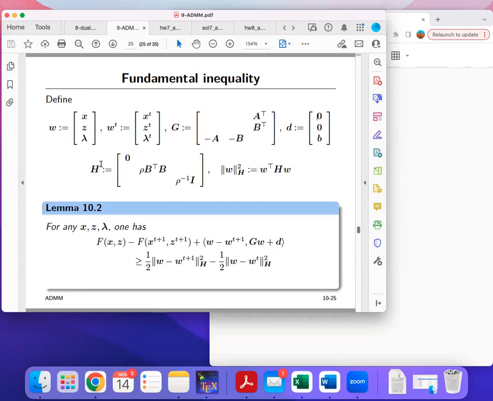And we also define H to be such a block diagonal matrix. 0, and this is a positive semi-definite matrix, rho times B transpose B. And the last block is identity over rho. Again, it's a positive semi-definite matrix. So the entire H is a block diagonal matrix, symmetric, positive semi-definite.